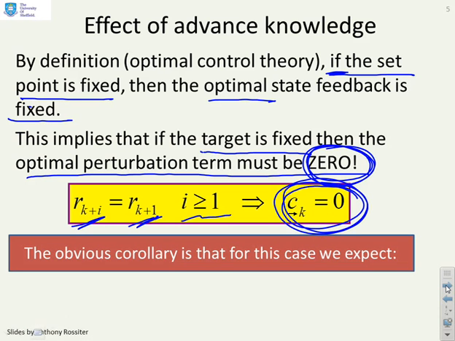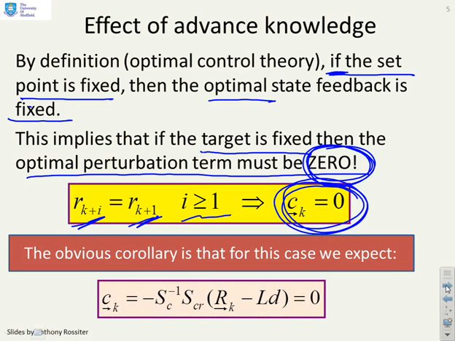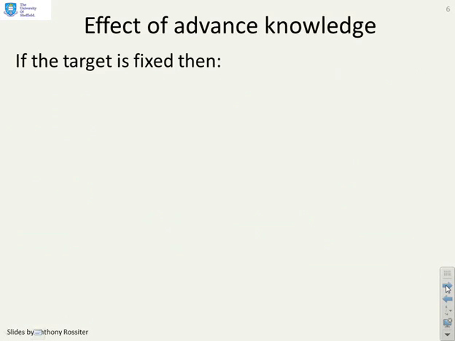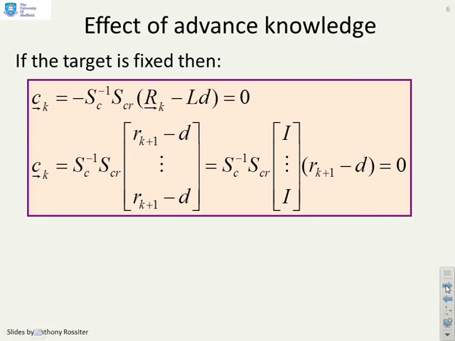And what does that tell you? It tells you that this perturbation term that we've derived, that tells you how advanced information comes into the control law, must be 0 if this condition here holds. So if the target's fixed, then the perturbation term must be 0. So what I've done is I've said, okay, what does this tell me? Well, let's make the target fixed in the future, and you'll see that's what I've done here. I've said this R future term has got all the same values.